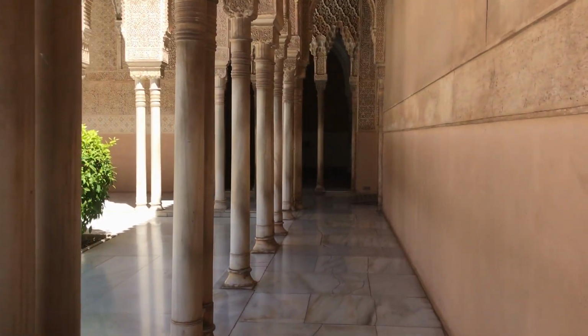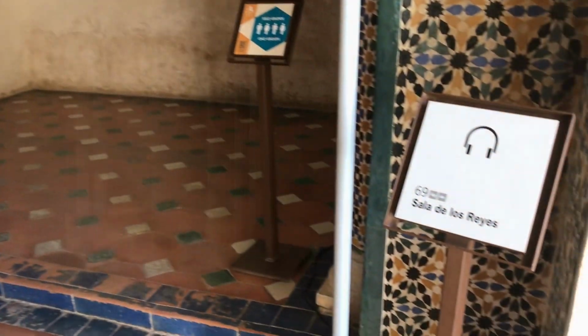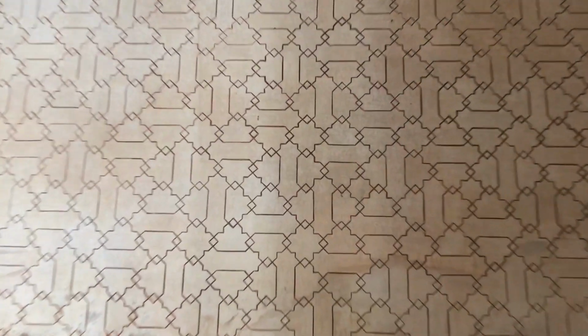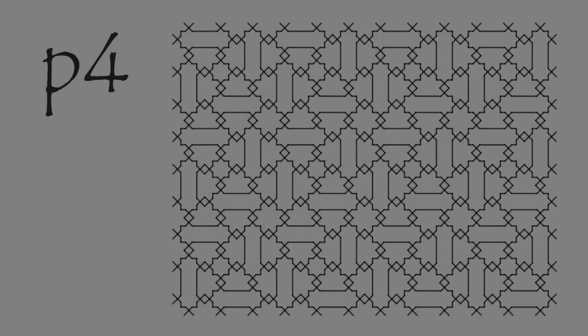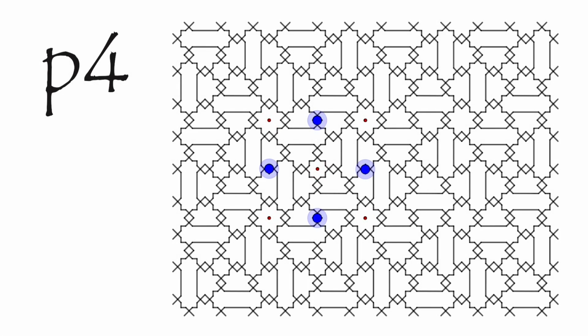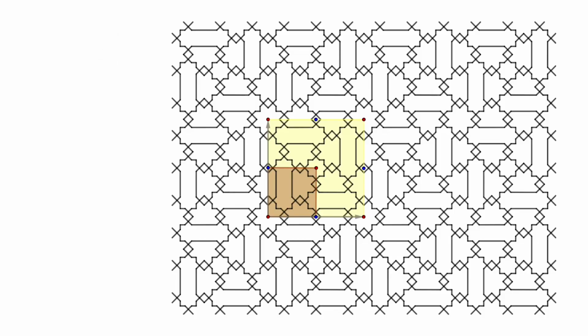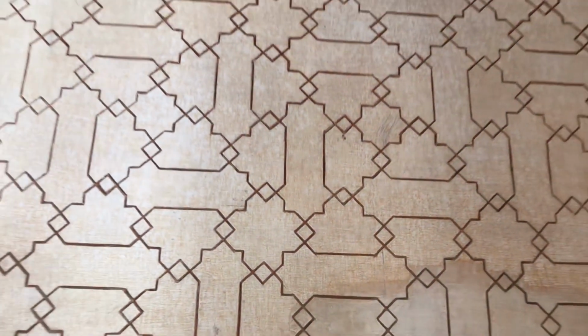Continuing our visit, we now move on to the Hall of the Kings, where we find a great diversity of patterns. On the right, we find the first one. This plasterwork mosaic is identified as a P4. This crystallographic group contains only order 4 and order 2 rotations, as we noted earlier.